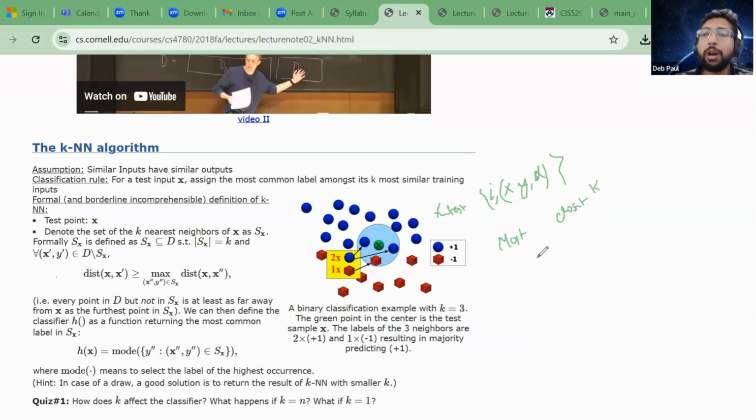Then I look up what their labels are. And third, I do a majority voting, right? So suppose I choose K equal to 5. If 3 of them are blue and 2 of them are red, then I say it belongs to the blue class, right?